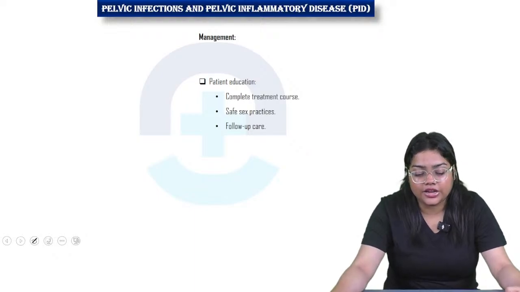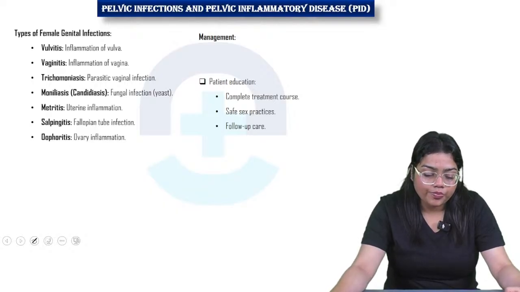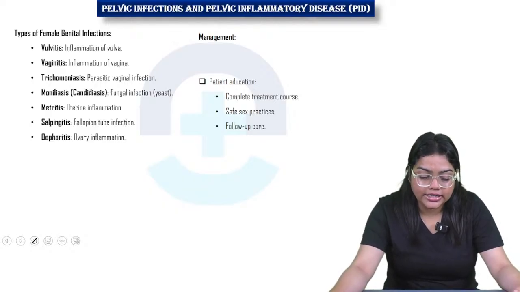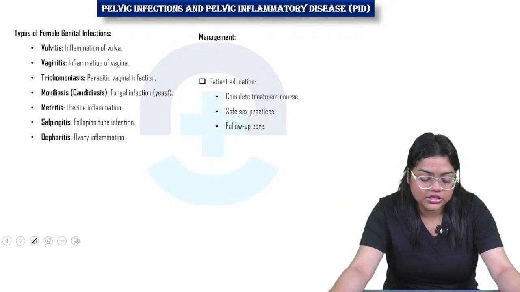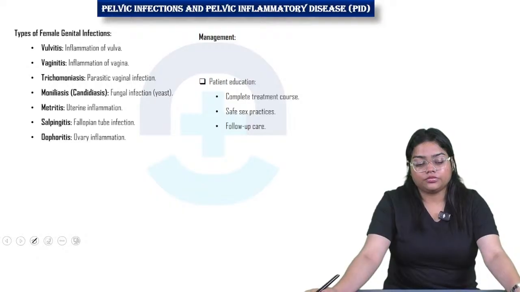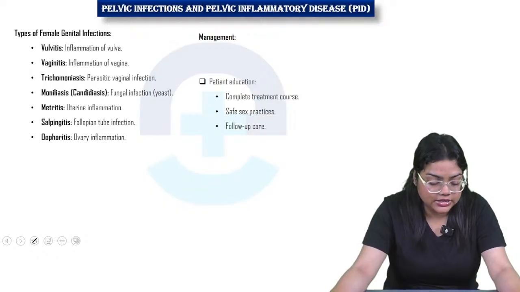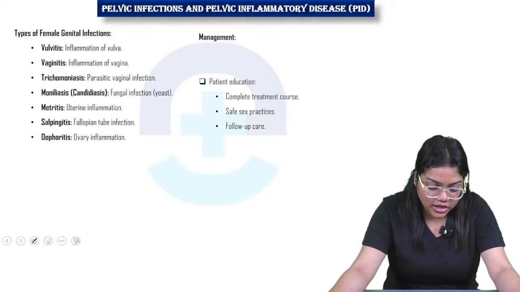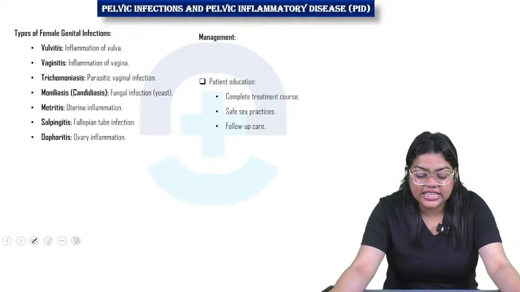Next we have pelvic infection and pelvic inflammatory disease. Pelvic infections have different types such as vulvitis, vaginitis, trichomoniasis, moniliasis. So we will discuss them separately. So what is vulvitis? The inflammation and infection of the vulva is called vulvitis. Then vaginitis, inflammation of the vagina. Trichomoniasis is a parasitic vaginal infection. Moniliasis is candidiasis, the fungal infection or yeast infection.